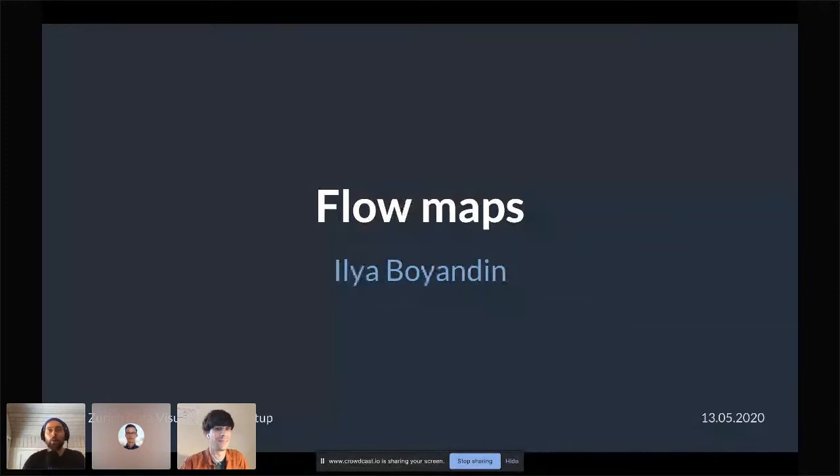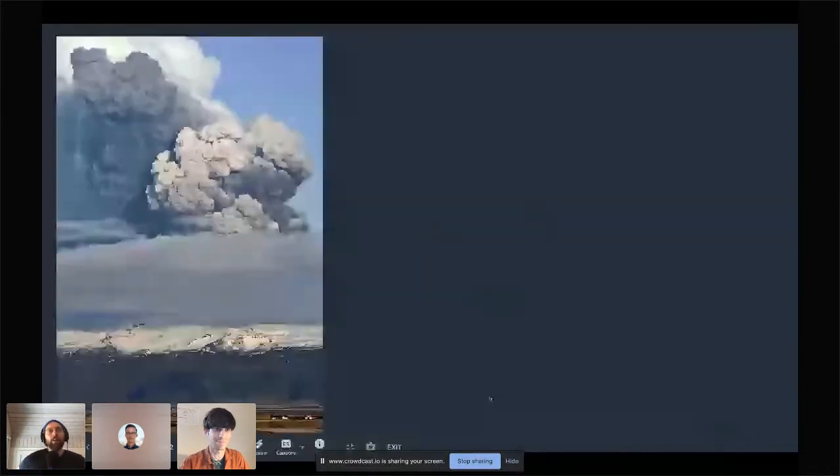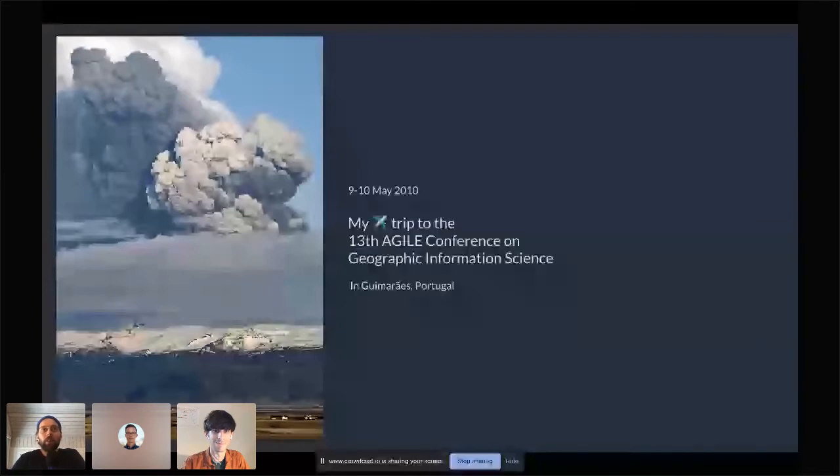So yes, I will be speaking about Flowmaps, and I want to start with a short story. This was a volcano eruption in Iceland, about precisely 10 years ago. Because of this eruption, the air traffic in Europe was disrupted, many airplanes were cancelled, and I was supposed to go to a conference in Portugal. That was my very first real conference where I had to present. And when I arrived at the airport, they said that the plane was cancelled.